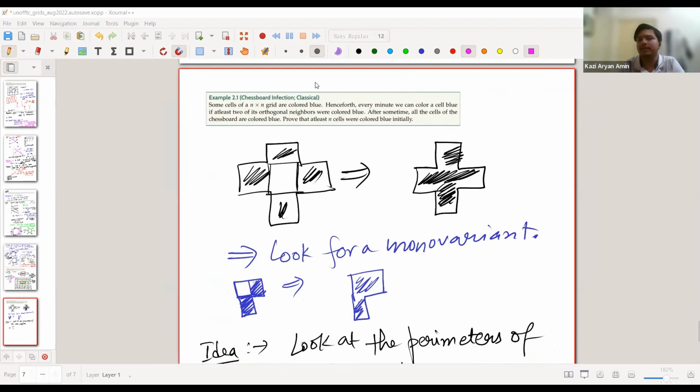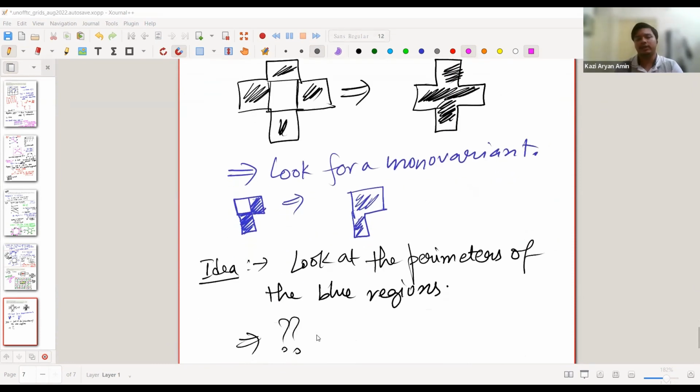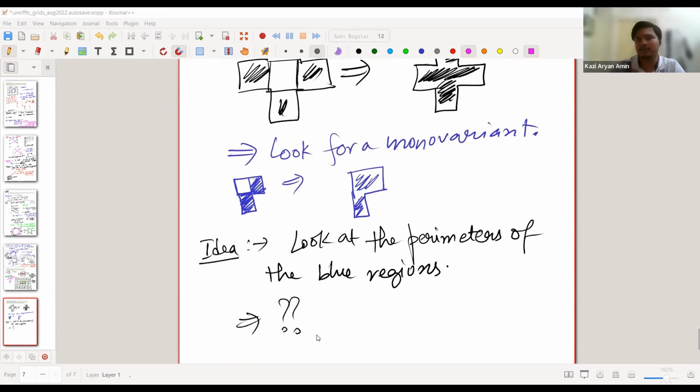Stays same or decreases? Yeah, that is true. That was actually what I was hinting towards. So the basic idea is that the perimeters of the lake region, of the blue regions, are non-increasing. Why is that true? So suppose you had this, and you went to this.